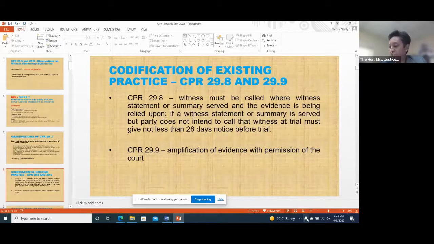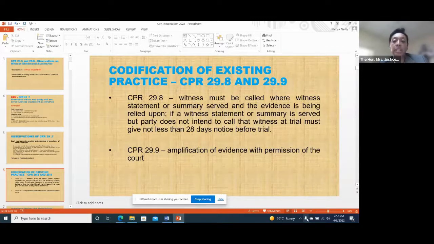The remaining provisions in CPR 29 are really what I call a codification of the existing practices. And so I will just go through them, but the major change in CPR 29 was 29.7. So if you look at 29.8, witness must be called where a party has served a witness statement or summary and wishes to rely on the evidence of that witness, the party must call the witness to give evidence unless the court otherwise orders.